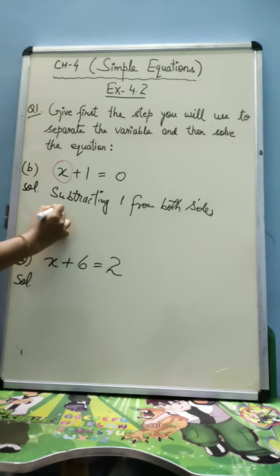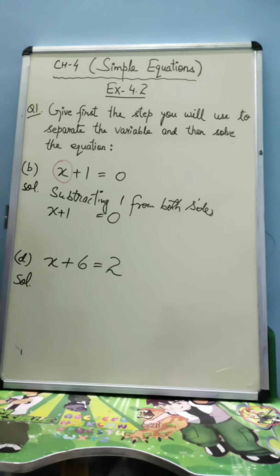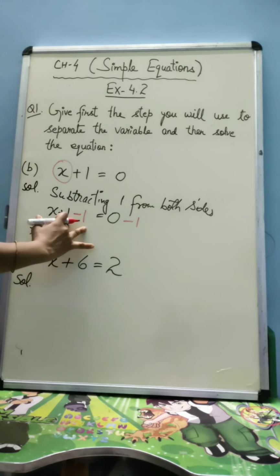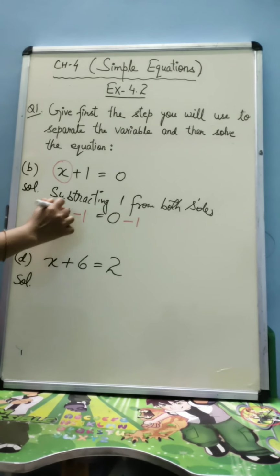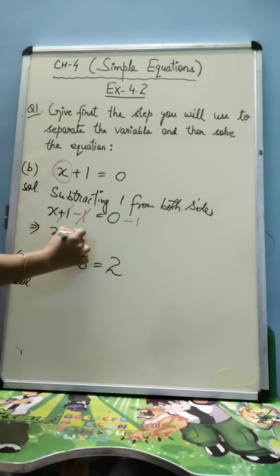x plus 1 was the given equation. We have to subtract 1, that is minus 1 from the LHS and minus 1 from the RHS. From both the sides we have to do the same thing. Okay, so what will we get? See here, plus 1 and minus 1. I told you previously also, if we have the same numbers but opposite signs, they get cancelled, or we can say the value is 0. So what remains here? Only x. Only x remains in the LHS.